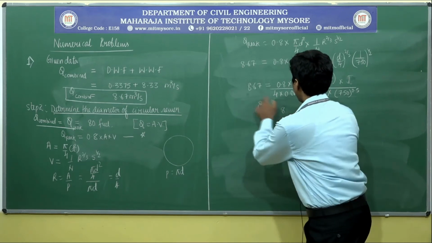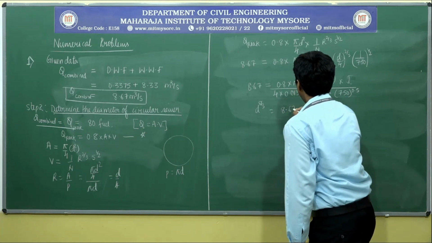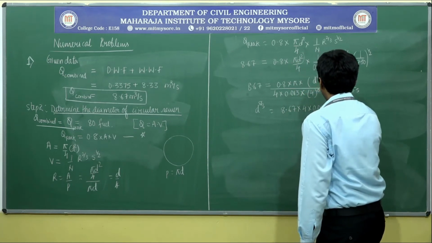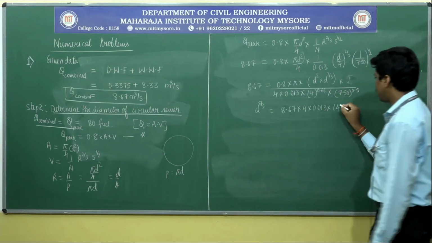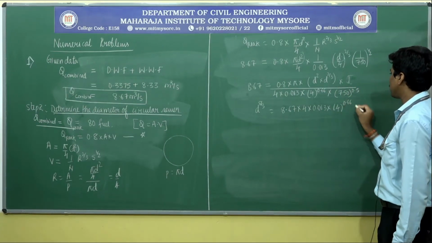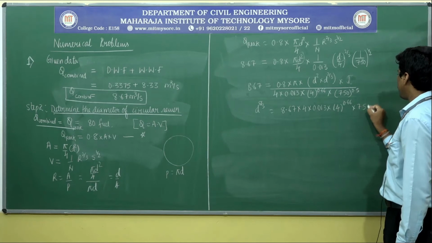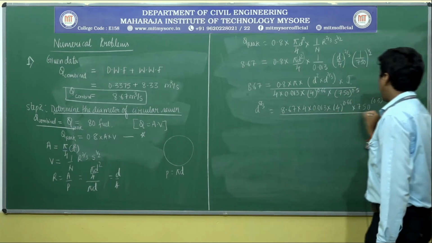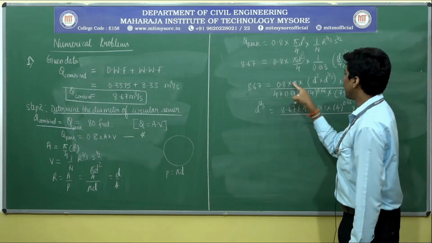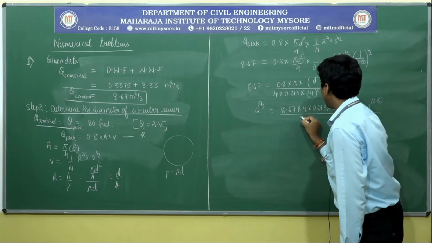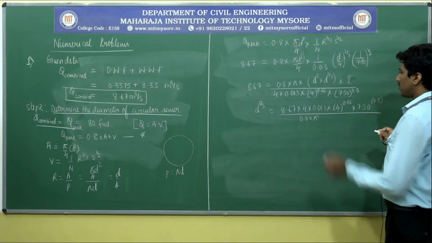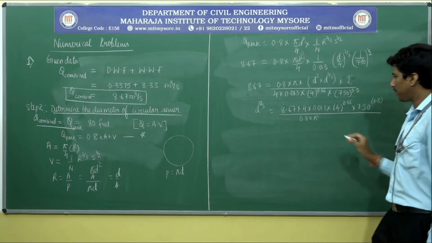So d power 8 by 3 is equal to 8.67 into 4 into 0.013 into 4 to the power of 0.66 into 750 raised to the power of 0.5, divided by what is left in the numerator? It is 0.8 into pi. So this is the d to the power of 8 by 3.